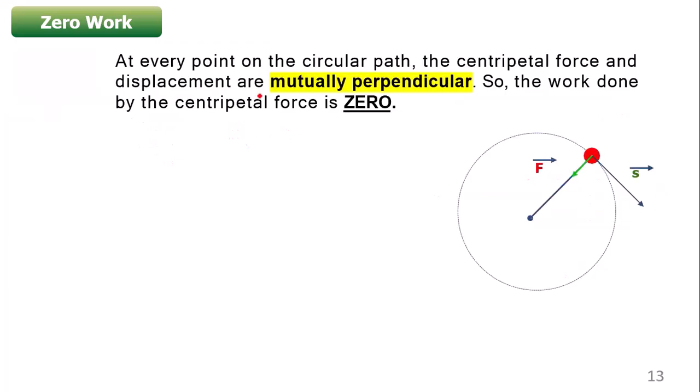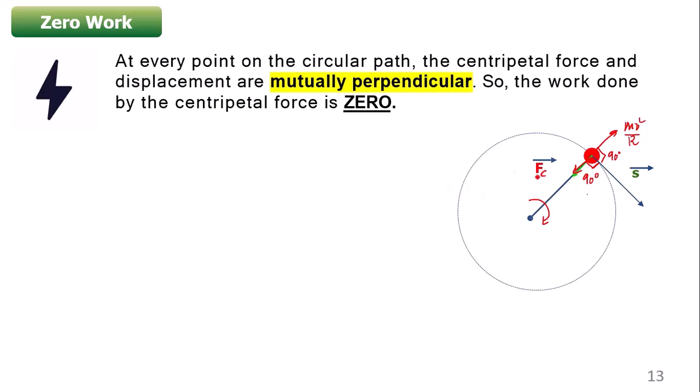So at every point, whenever the particle is performing circular motion, you know that the centripetal force, FC, is acting towards the center, and the centrifugal force, mv square by r, is acting away from the center. Now for both of these two forces, the displacement is making an angle of 90 degrees. Can I say that? Yes. Both of these forces have displacement making an angle of 90 degrees.